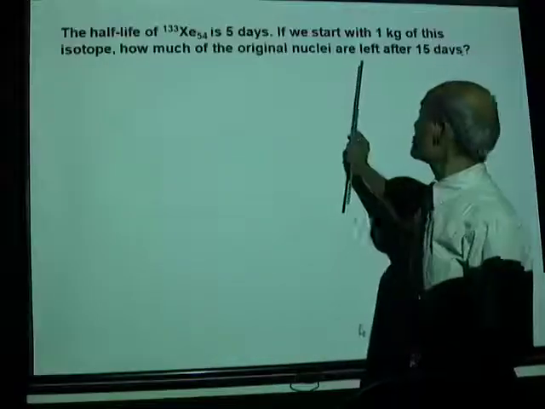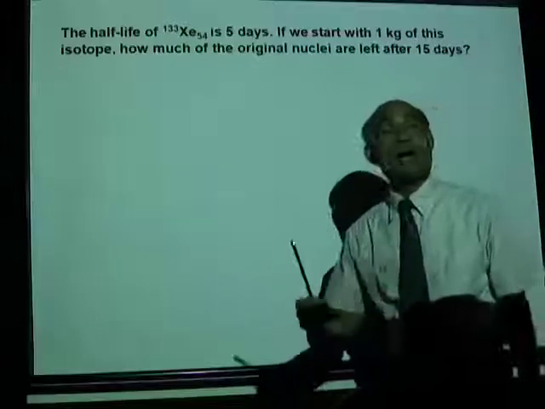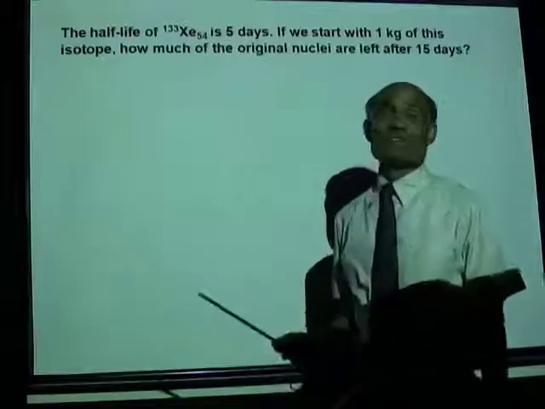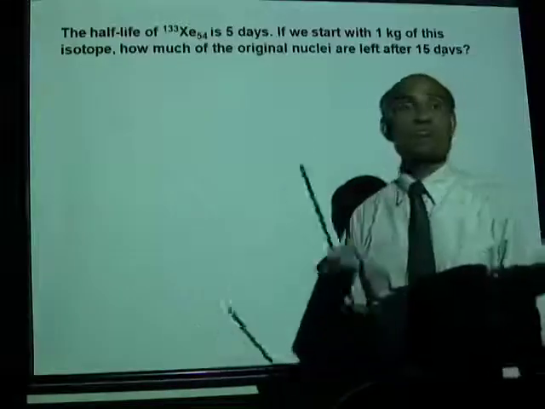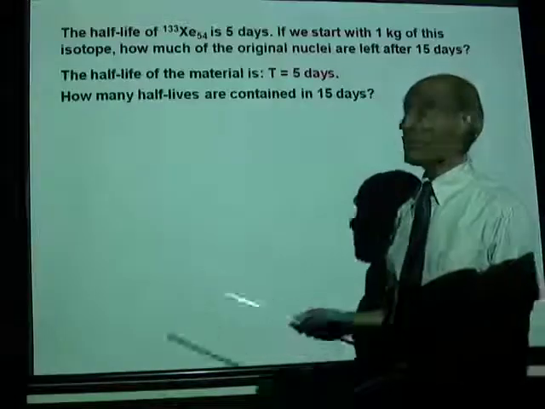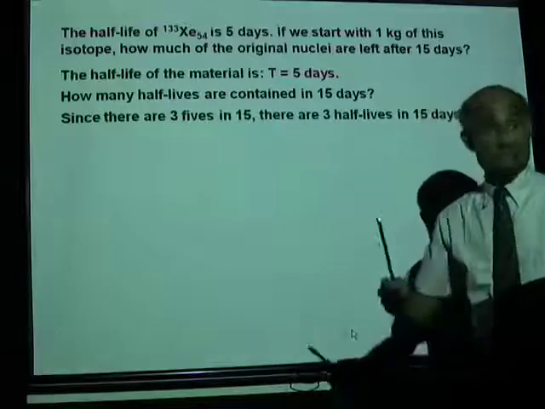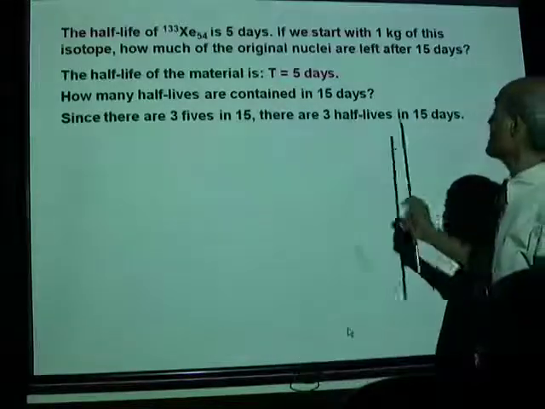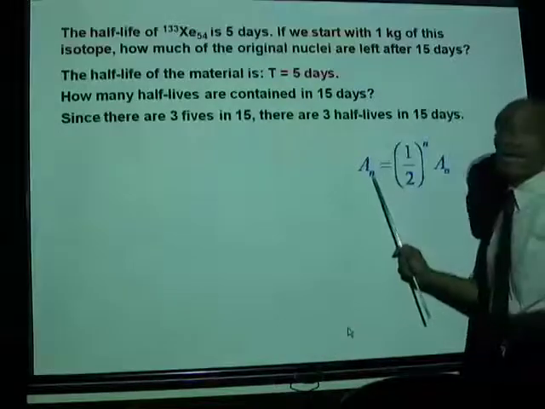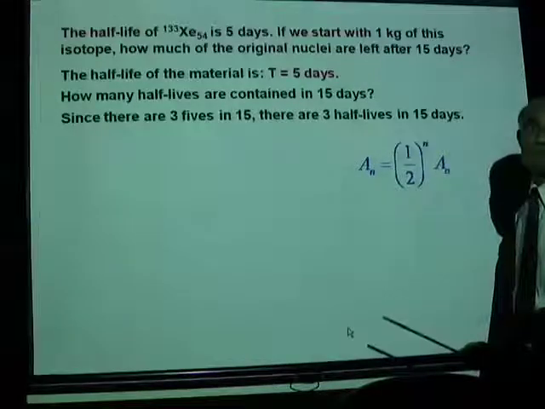Well, to do this, first of all, you need to figure out how many half-lives 15 days constitute. 1 half-life is 5 days. That means 15 days constitute 3 half-lives, isn't it? There you are. Since there are three 5s in 15, there are 3 half-lives in 15 days. Now, you have A_n equal to (1/2)^n times A_0.